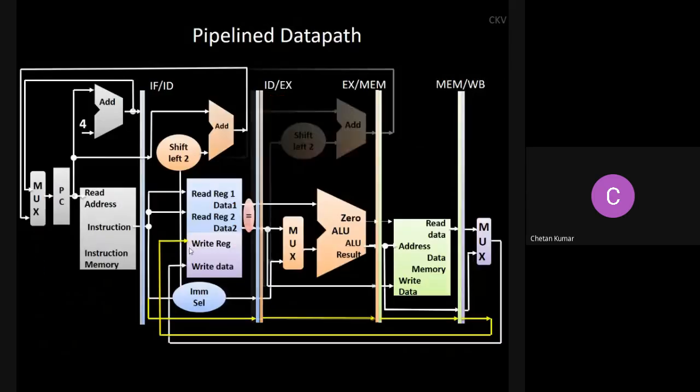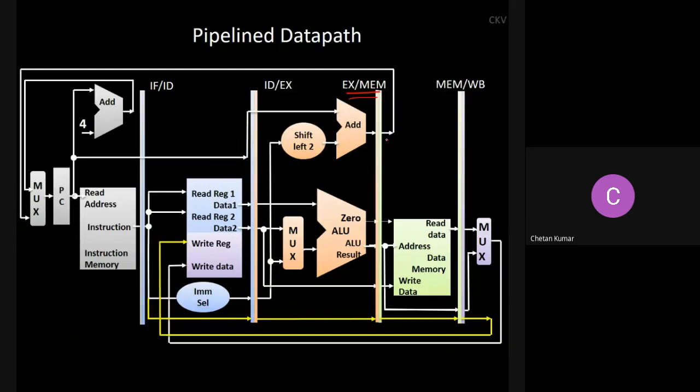Earlier this was the case. I was able to calculate the target address at the end of the EX/MEM stage. I was able to know the branch condition at the end of the EX/MEM register. That is why it was taking more time, and the PC was having some other value. You had to flush this instruction, this and this.